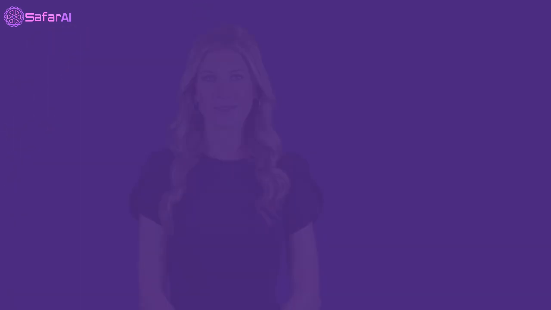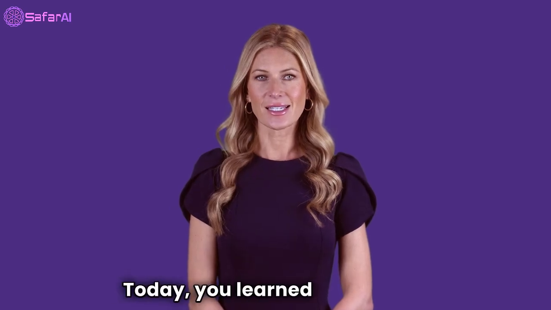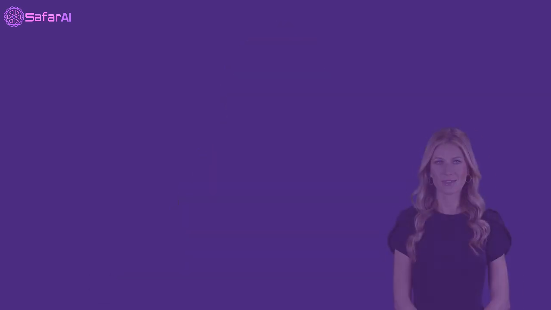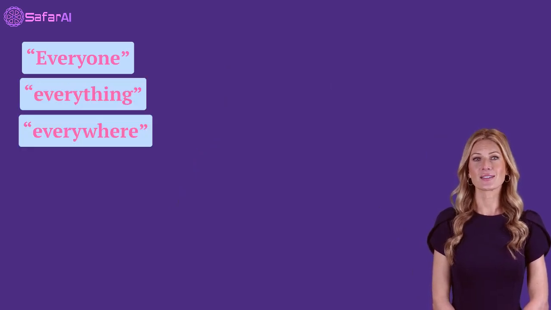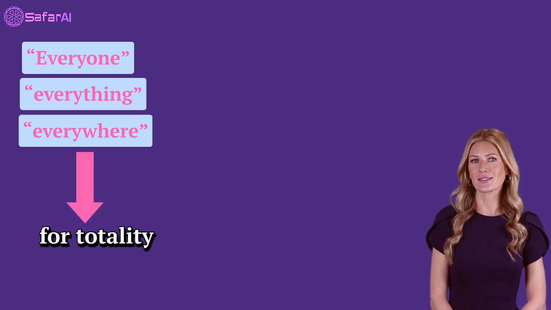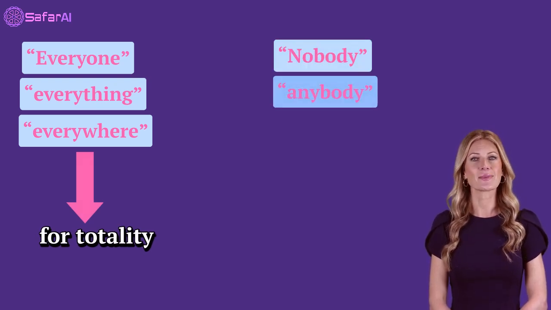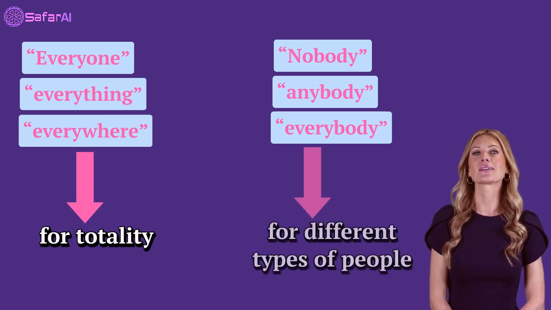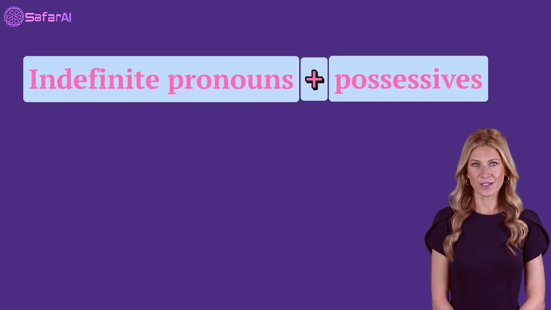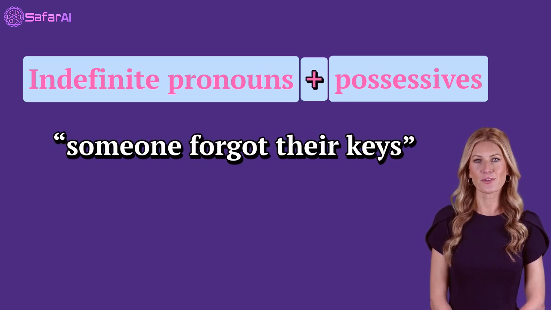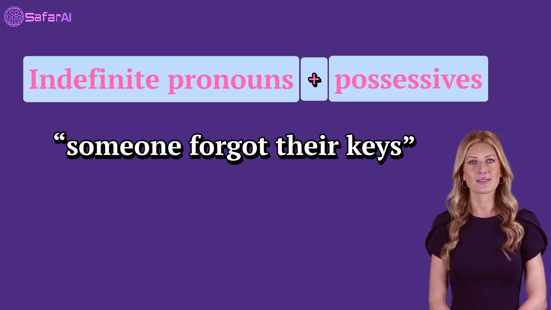Summary. Today, you learned how to use everyone, everything, everywhere, for totality. Nobody, anybody, everybody, for different types of people. Indefinite pronouns, then, possessives. Someone forgot their keys.